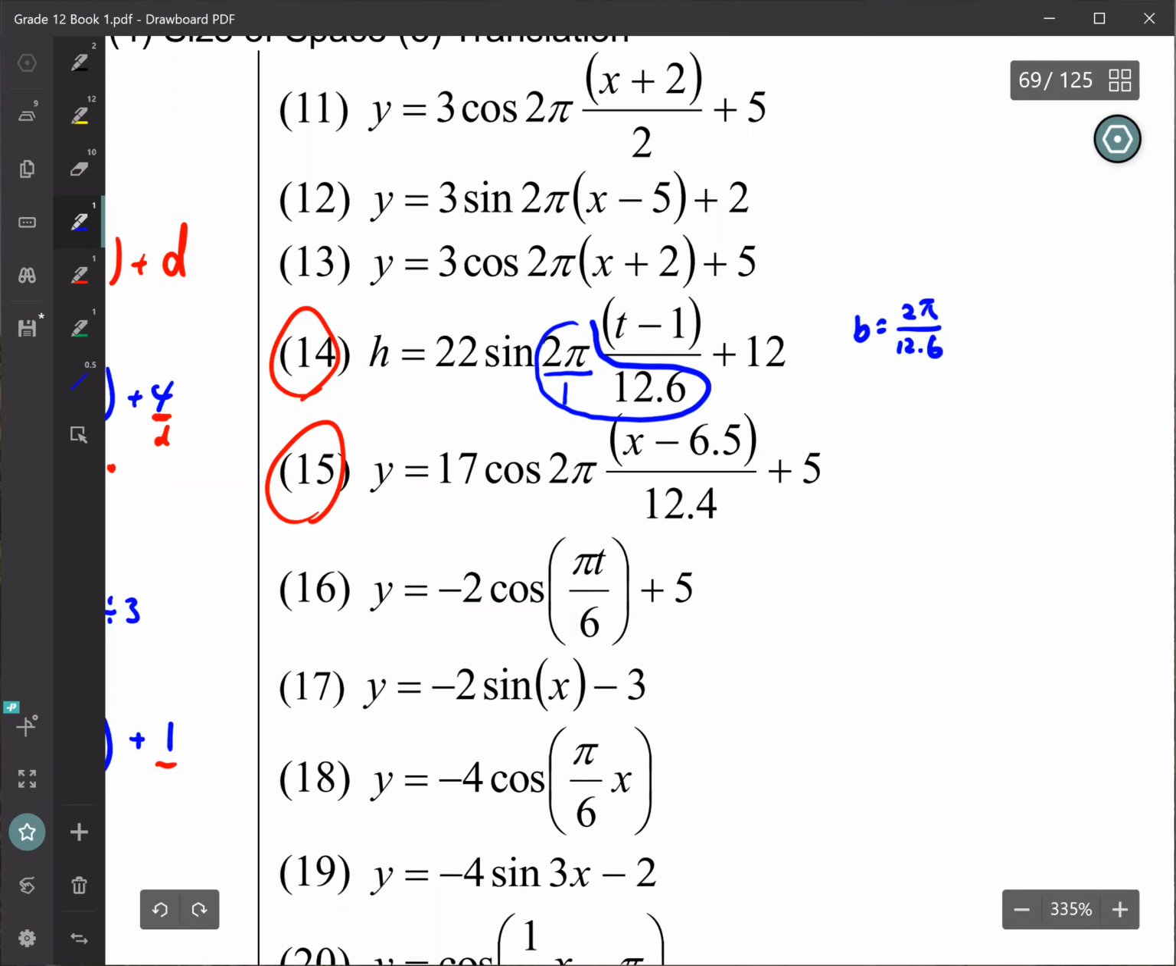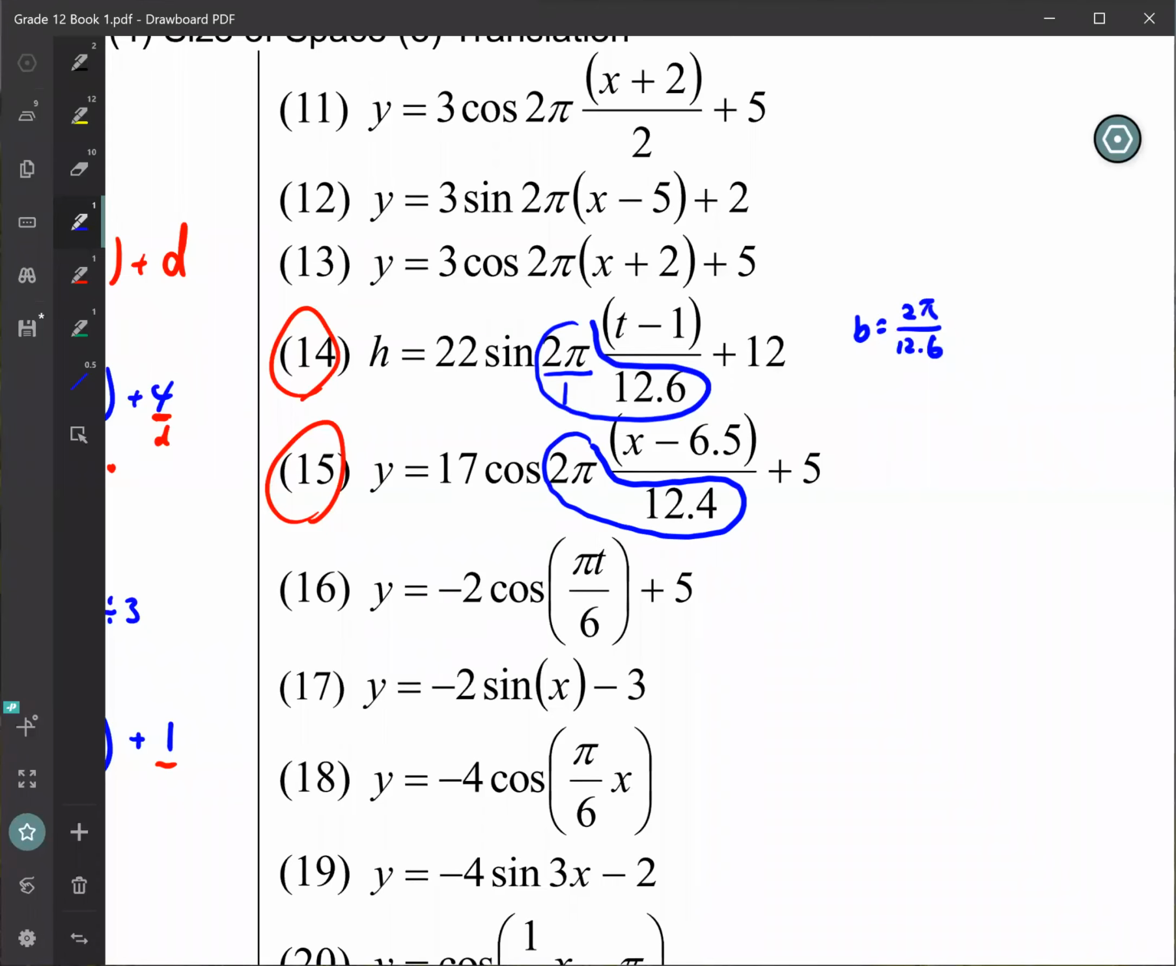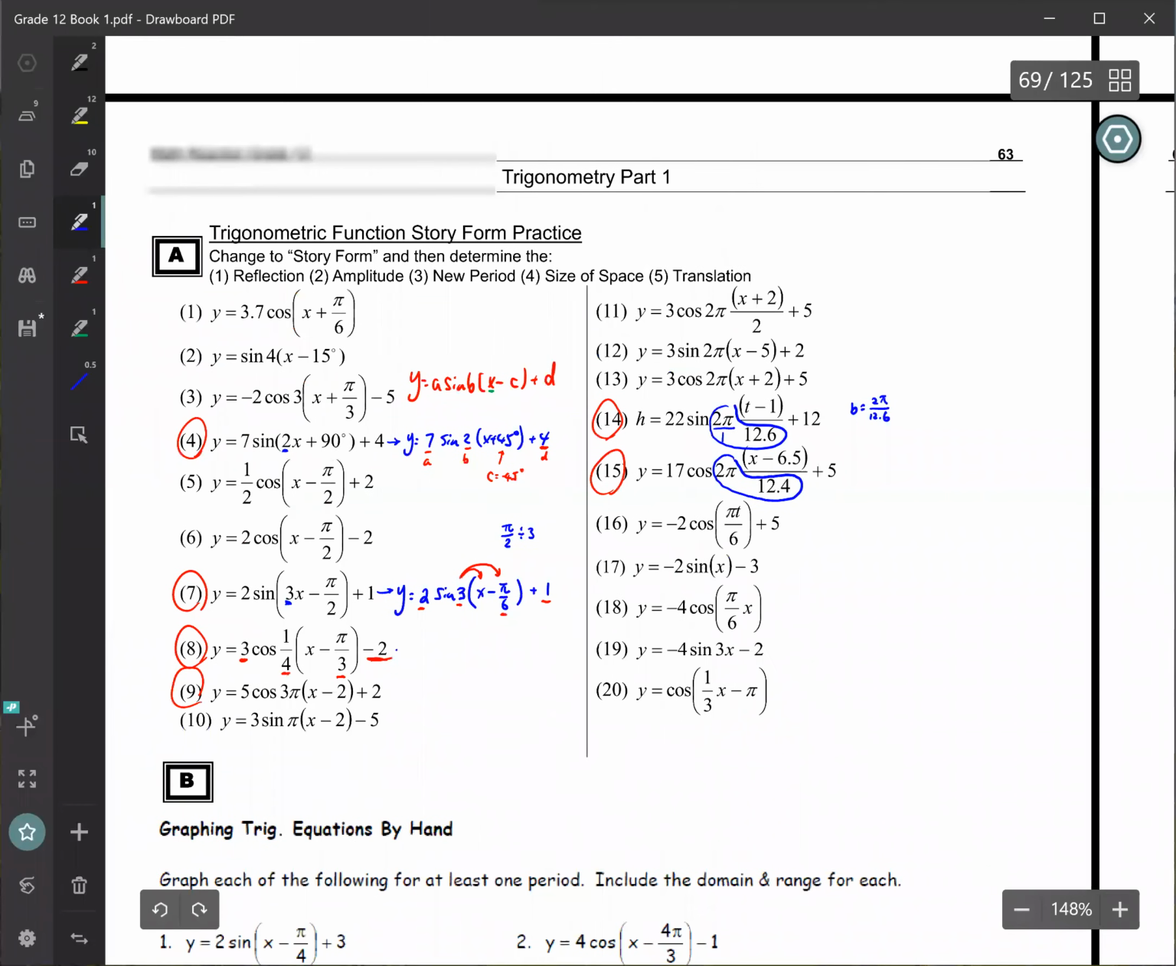And then A, C, D, they are the easy part. Okay, so just keep it in decimal. You don't need to times it by 10 on top and bottom. Okay, and then same with the next one, right? 2 pi over 12.4. Use that as the b. Okay, so those questions on the top, you don't need to graph.